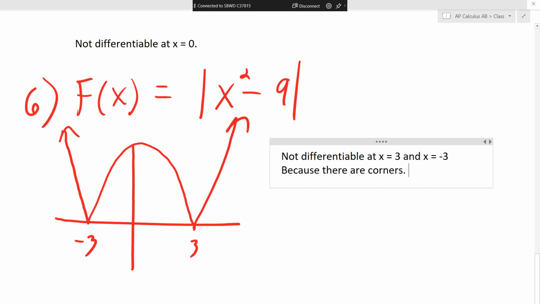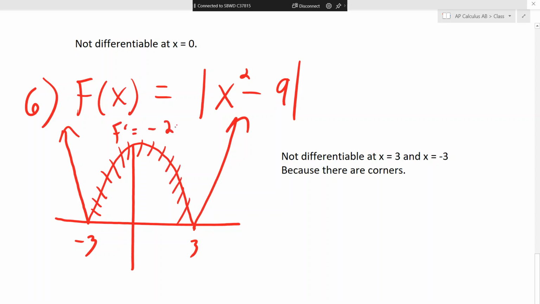Do you see which piece of the graph we flipped over? That has a derivative of negative 2x. That's it. So the derivative of this piece right here is negative 2x, while the pieces that didn't move have a derivative of positive 2x, because we didn't change those. That's just x squared minus 9.